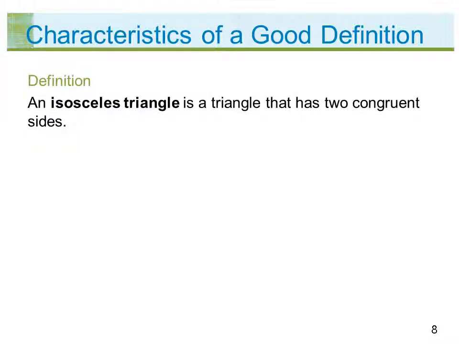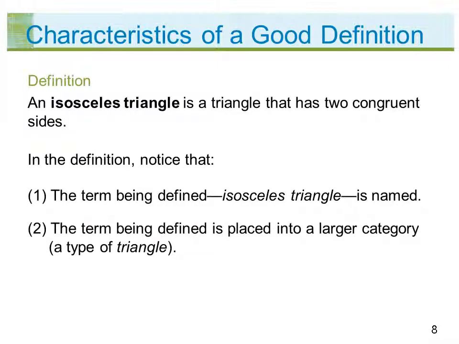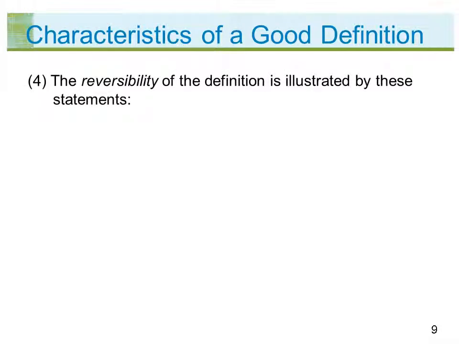Definition. An isosceles triangle is a triangle that has 2 congruent sides. In the definition, notice that number 1, the term being defined, isosceles triangle, is named. Number 2, the term being defined is placed into a larger category, a type of triangle. Number 3, the distinguishing quality that 2 sides of the triangle are congruent is included. Number 4, the reversibility of the definition is illustrated by these statements.